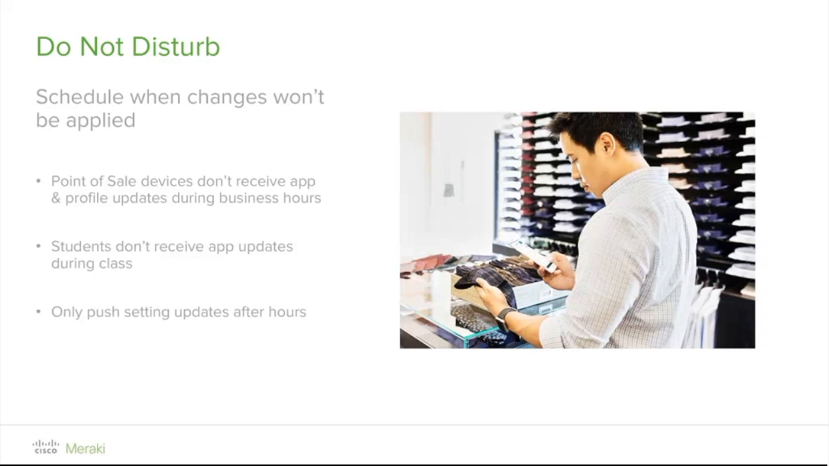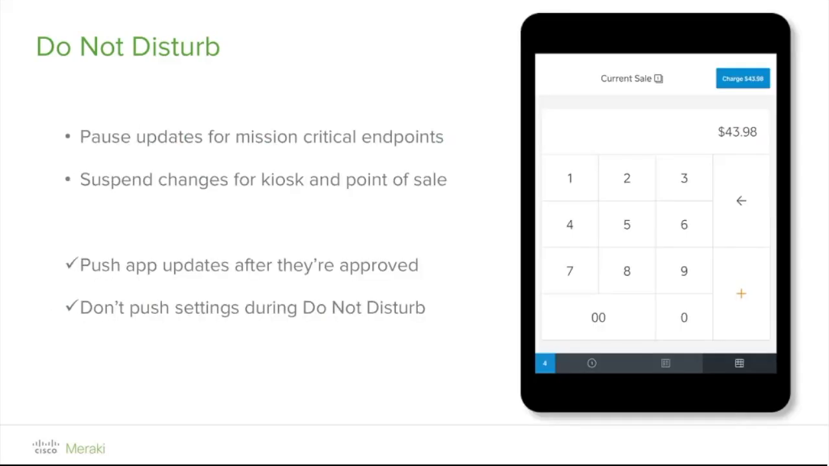Or let's say that you're a school, you don't want the educational applications you're using to be temporarily unavailable because they're updating. So what Do Not Disturb allows you to do is specify time windows when devices will ignore MDM commands to install or update applications and profiles. This will mean that they automatically install right outside the window. And if you want to be really granular and specifically say, hey, I want to push these applications and profiles specifically at 2 a.m. on Tuesday morning, you can do that as well.